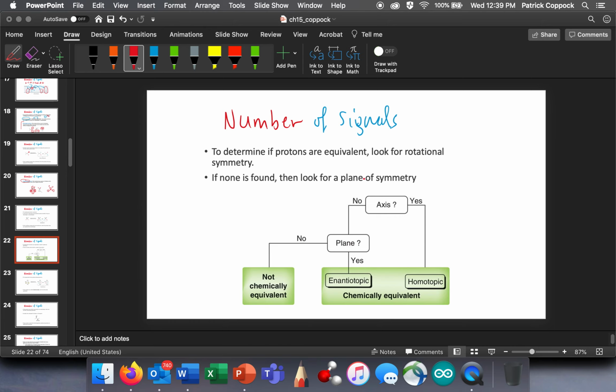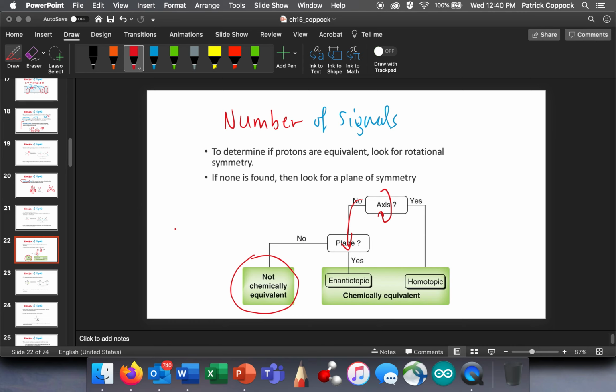In other words, can you flip it around and see that they're rotational on an axis, by the way. If you can flip it around and put it on its mirror image, then yes, it's homotopic. If you can't, but if there's a plane of symmetry, then you can call it enantiotopic, okay? And if neither is found, it is not chemically equivalent, and it's going to technically give you two different signals.